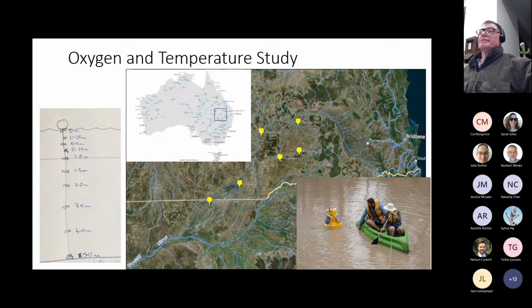So these are the 6 sites that fed into this project, and on the left you see my highly skilled diagram of what the sensor arrays look like. And on the right, you see one of our boys being deployed by Jay and one of the guys from Deegan.